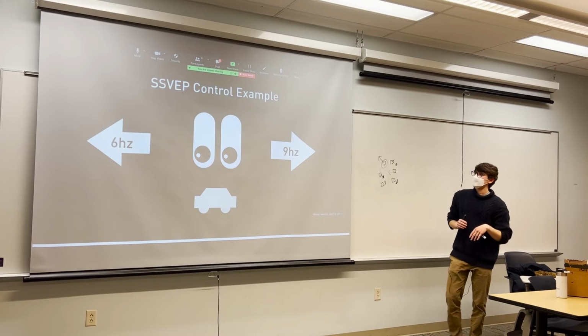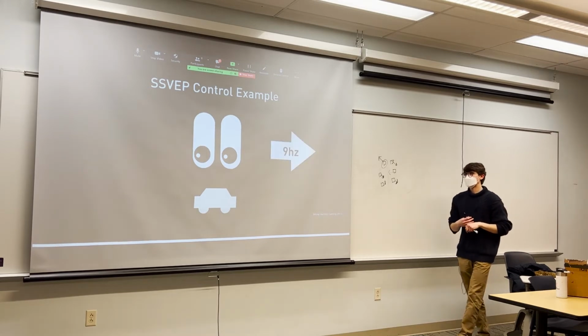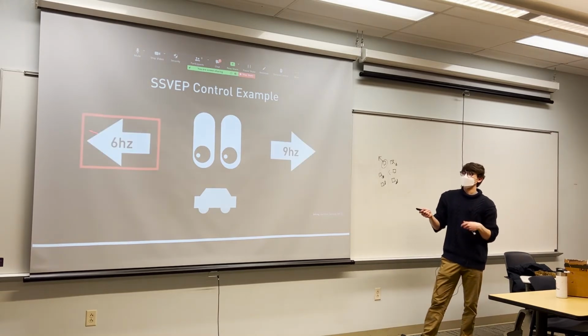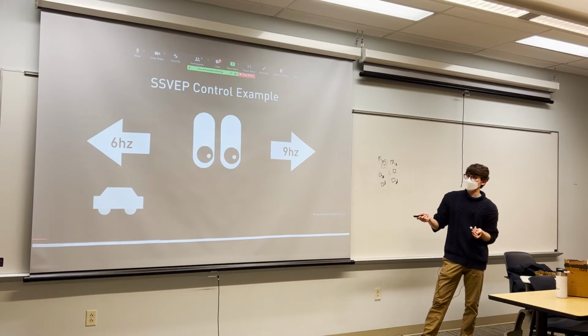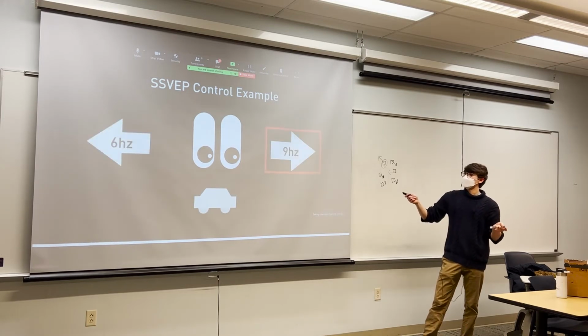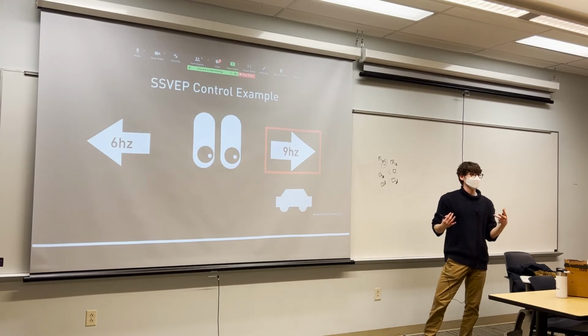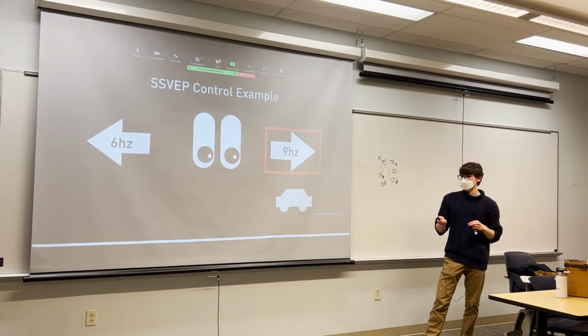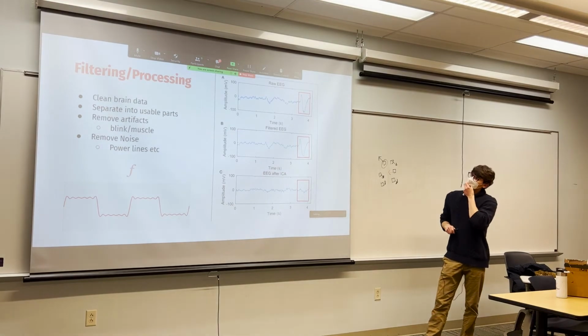And finally, here's just a little animation that I made to show you that. So if you're looking at the left, this one's flashing at 6 hertz. It sees that, moves this little car to the left. And then if you're looking at this one, that 9 hertz signal is shown in the back of your brain, and then it moves the little car that way.